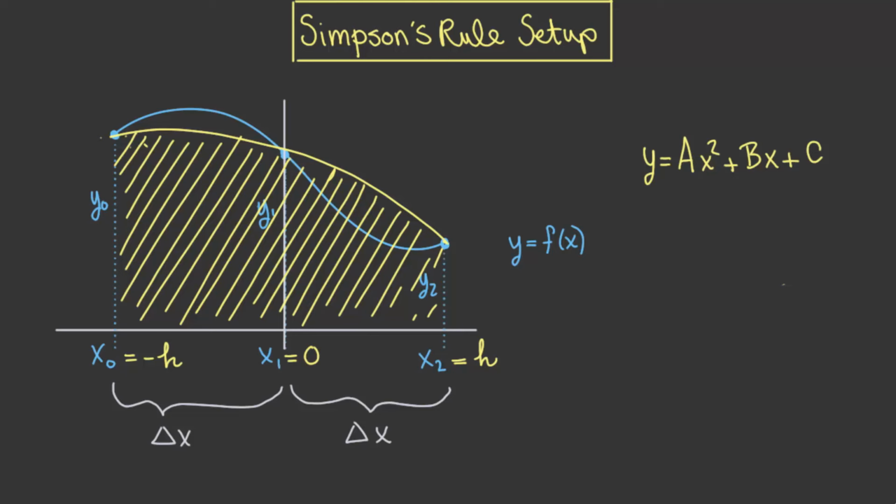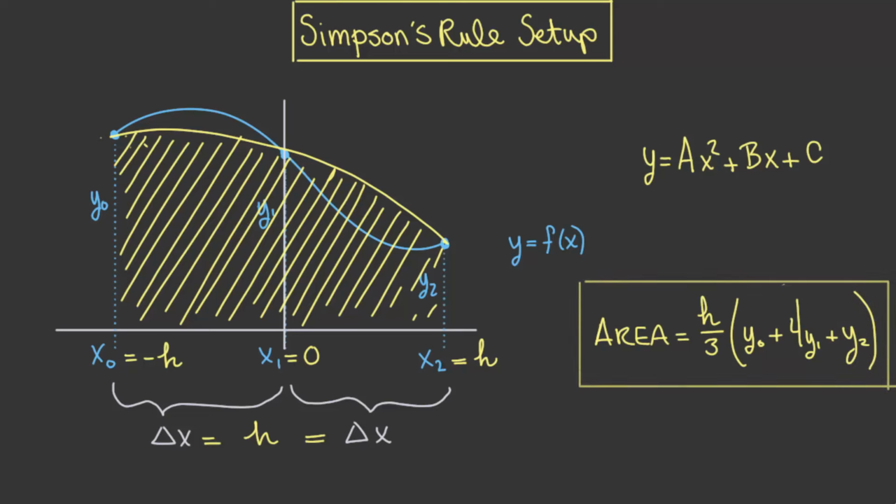Now, with these coordinates, using the fact that our delta x is now h, your goal is to show that the area under this parabola is given by h over 3 times (y0 plus 4y1 plus y2). Have fun and good luck.